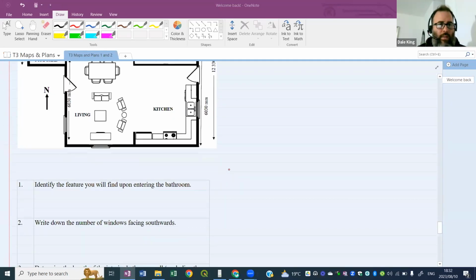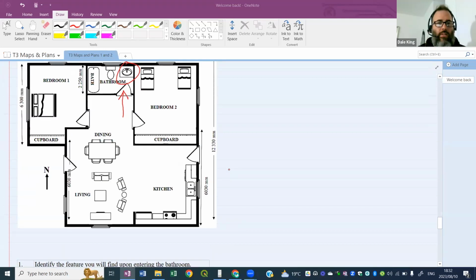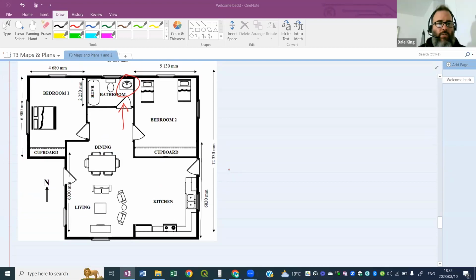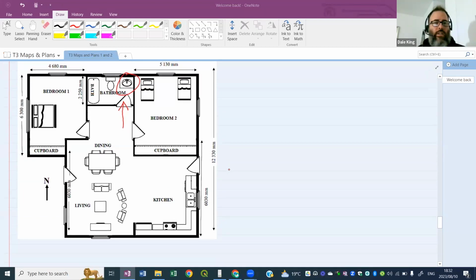Write down the number of windows facing south. Write down or give us the number of windows that face south. Someone's going to help me here. We got map directions now. Well, it makes absolute sense because on the left-hand side we've got an arrow pointing north. So they want to know how many windows are facing south. South-facing windows, how many are there?